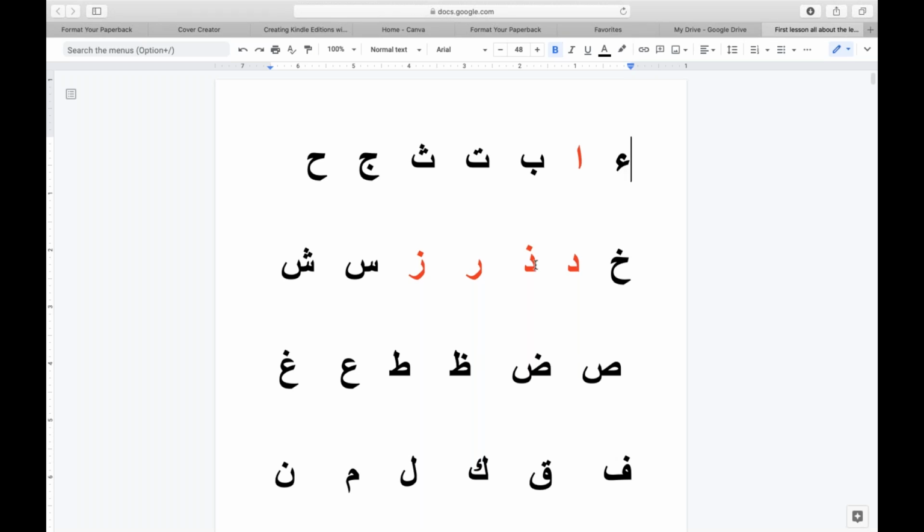Thal, like THE. Ra, r, exactly the same R you hear in Spanish, and a lot of languages, Russian uses the same R. Za, z, like Z. Seen, s. Sheen, sh, exactly like the sh in English, which we write in a different form, okay? So sheen, sh, like she.